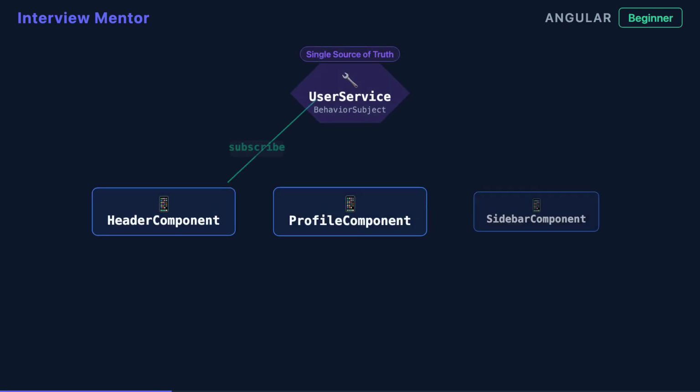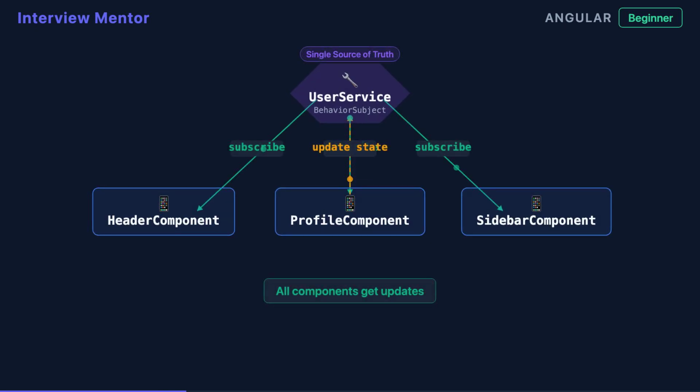In Angular, we use BehaviorSubject in services to share state across multiple components. The service holds the BehaviorSubject privately and exposes it as an observable. When one component updates the state, all subscribed components automatically receive the new value. This creates a single source of truth without tight coupling between components.